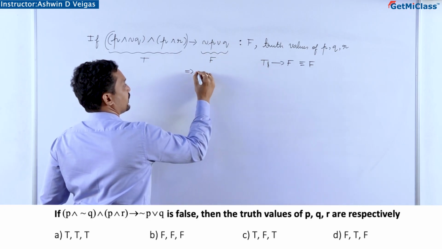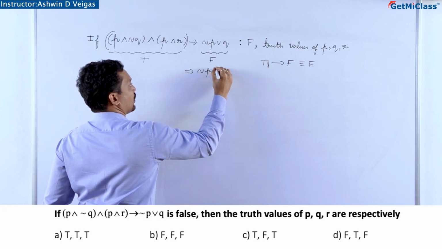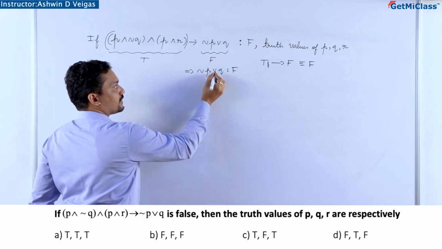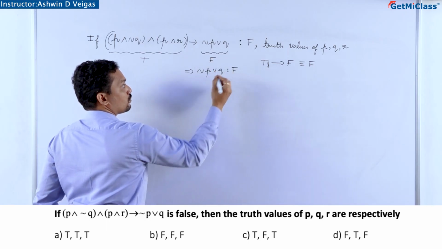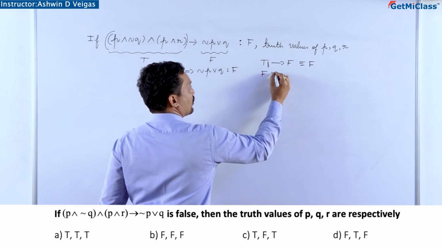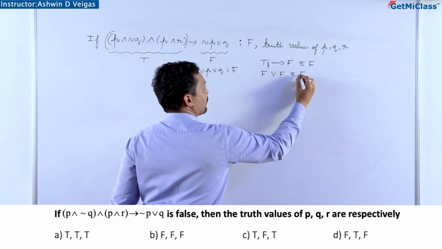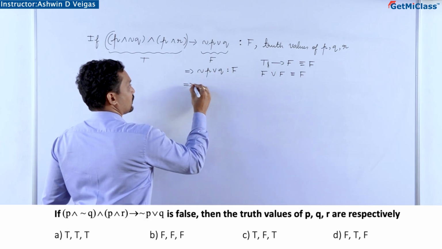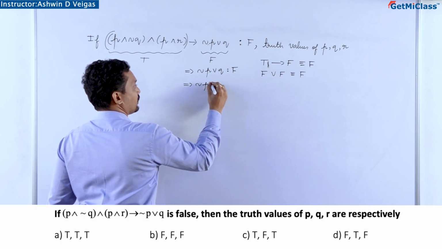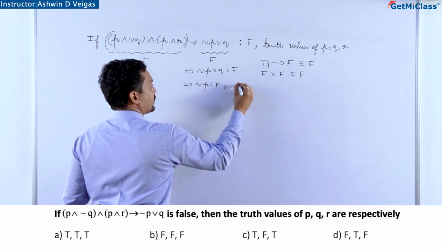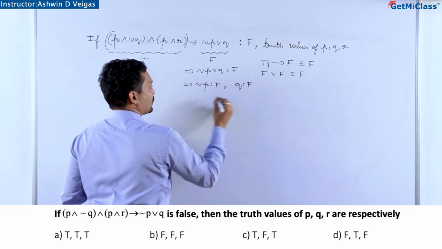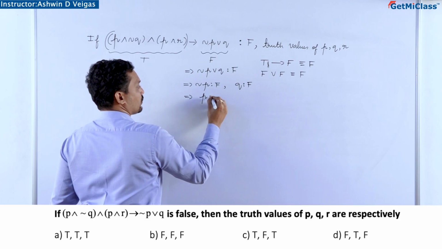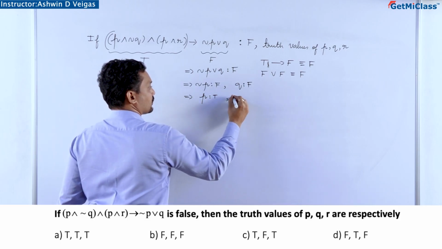So, this implies that negation of (P or Q) is false. From here, this should be false. Now, this is OR, and OR is false when both are false. We know that false or false is false. There is only one case under which OR is false, that is when both are false. So, this implies negation of P is false and Q is false. From here you get negation of P is false means P should be true, and Q should be false.